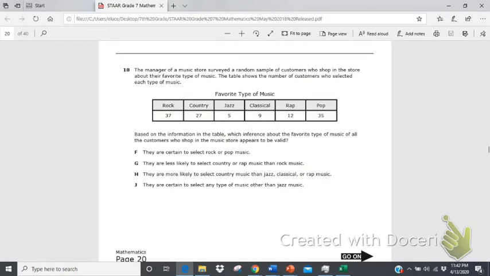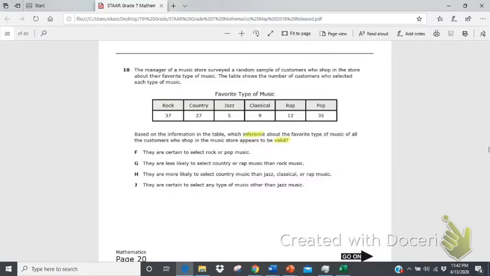Alrighty, so next, question number 18. They're telling us that the manager of a music store surveyed a random sample of customers who shop in the store about their favorite type of music. The table shows the number of customers who selected each type of music, which are right here. Based on the information in the table, which inference, meaning what can you gather from it, about the favorite type of music of all the customers who shop in the music store appears to be valid or true?